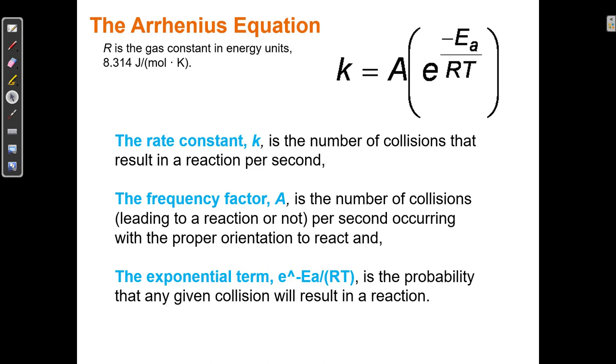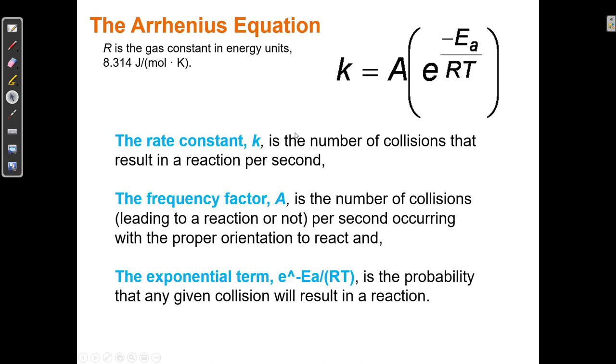So remember that chemicals are kind of just moving around in the volume available to them. And when two reactants collide with each other, kind of like billiard balls on a pool table, if they have enough energy and they're in the right orientation, then a reaction can occur.